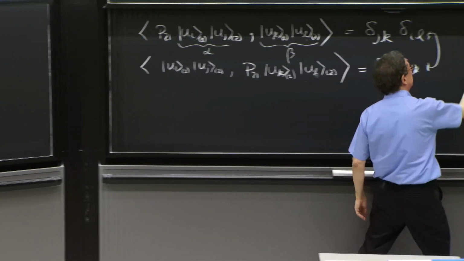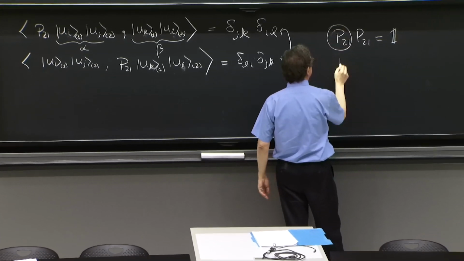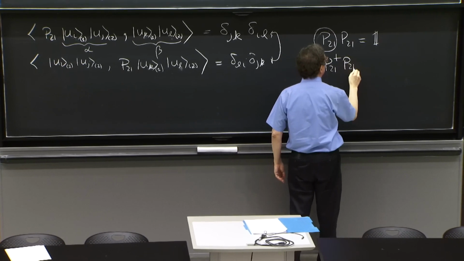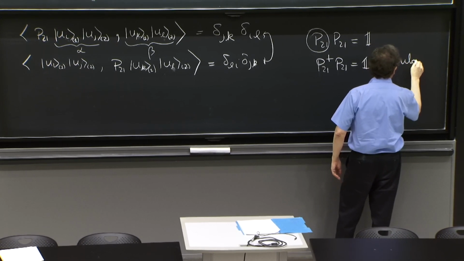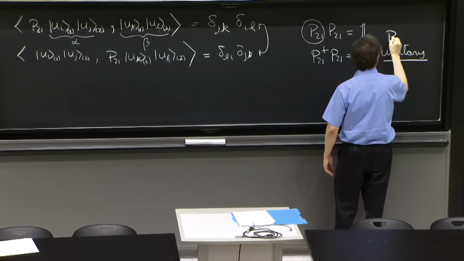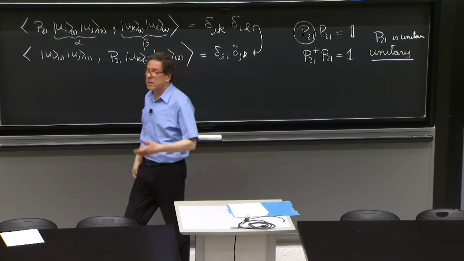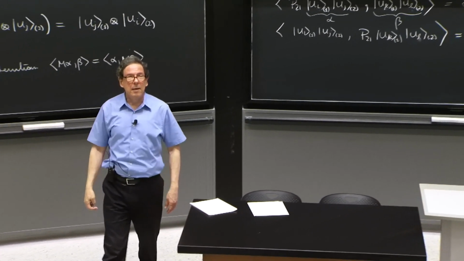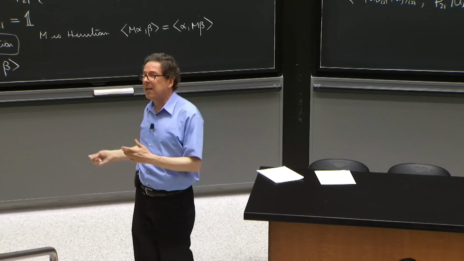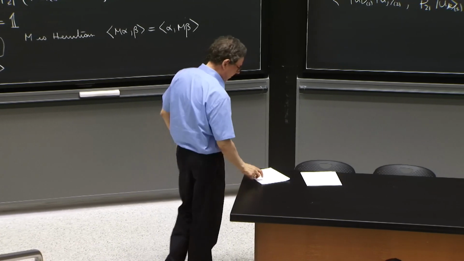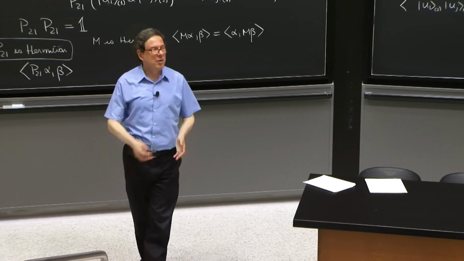That means that the relation P21 P21 equal 1, since this is Hermitian, is P21 dagger P21 equal 1. So we learn that also the operator is unitary. P21 is unitary. That's nice because that means that it could be a symmetry in quantum mechanics. Operators in quantum mechanics that preserve the norm of states can be symmetries, and P21 is unitary. So, okay, we have our operator P21.